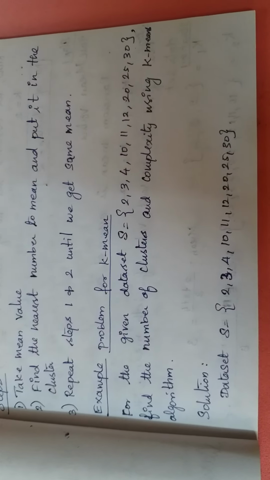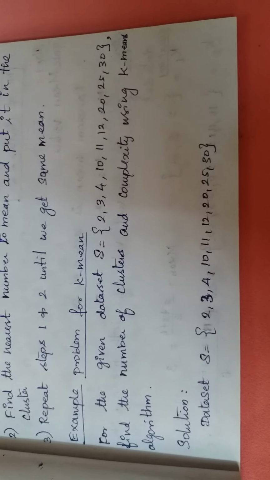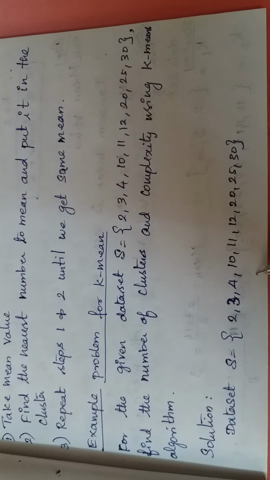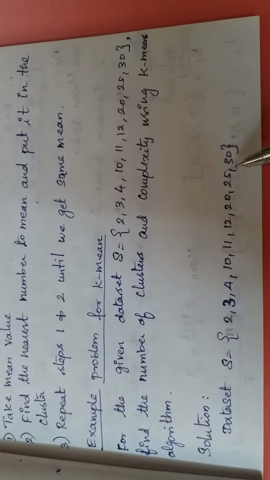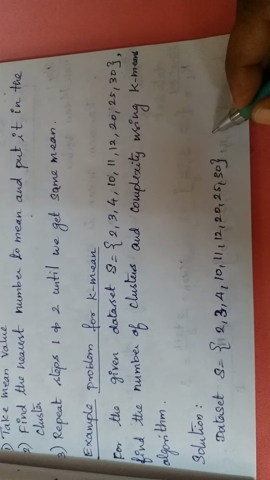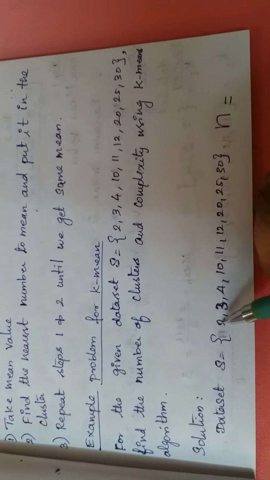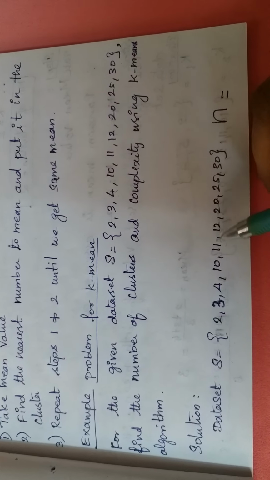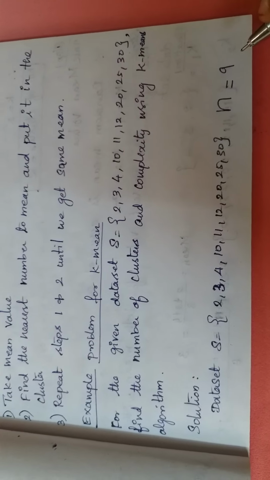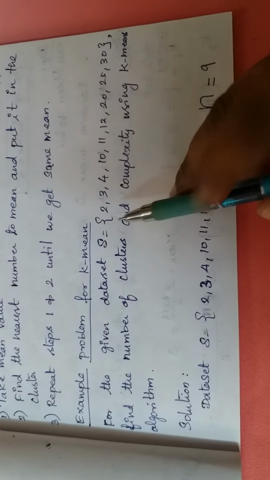So in the data set, we need to identify the clusters. So how can it be done? Let us see. Solution: first, the data set I have taken here. The data set S is equal to 2, 3, 4, 10, 11, 12, 20, 25 and 30. How many data points do we have here? We can take it as n. So n is equal to 1, 2, 3, 4, 5, 6, 7, 8, 9. So our n value is 9, the number of data points in the data set. Is that clear to all of you? So this is the question.